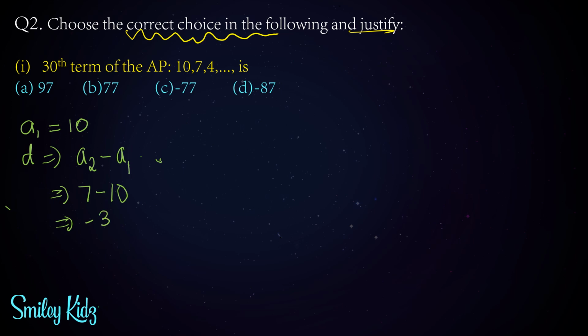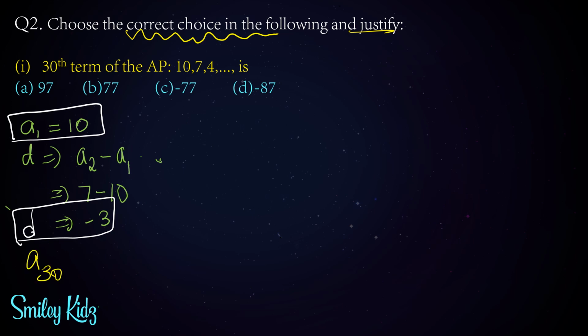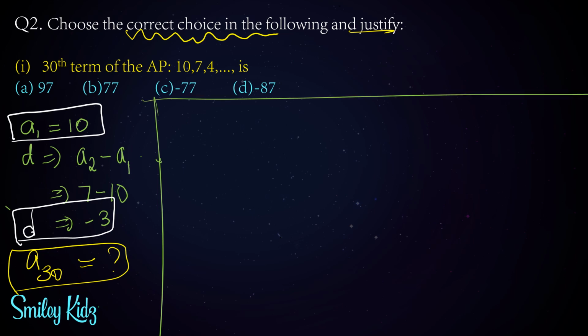Now what is the value of common difference over here? The common difference is minus 3. And we know the first term, which is 10. And apart from this, do we know anything else? We are going to find out the value of a30 because they're asking us what is the 30th term of this particular AP. Now this is something which is already given to us. Now let's just put on our formula.